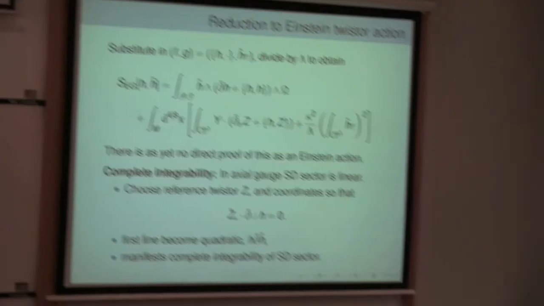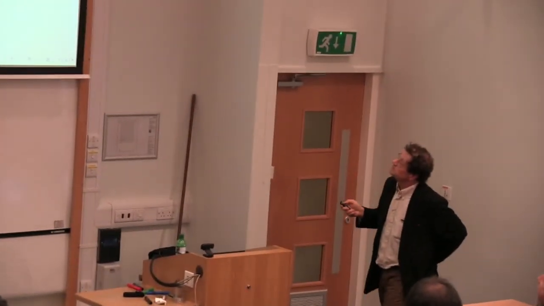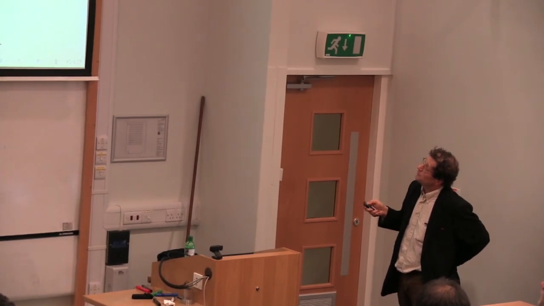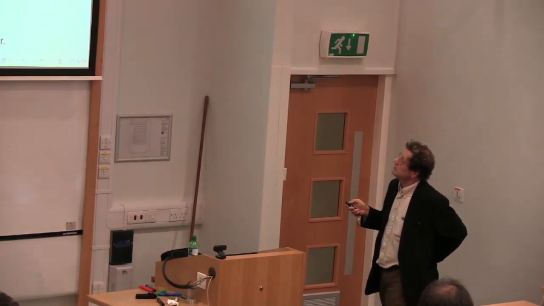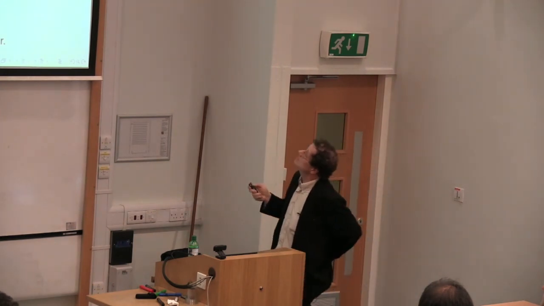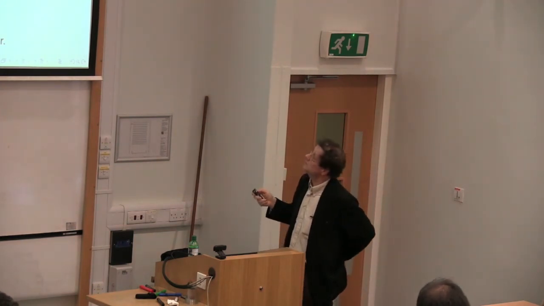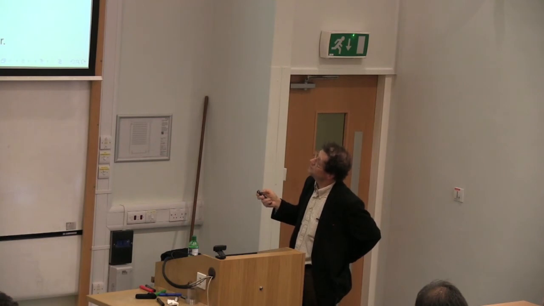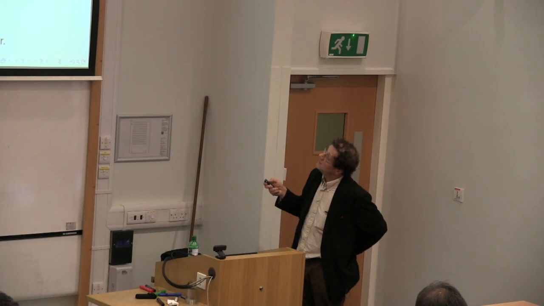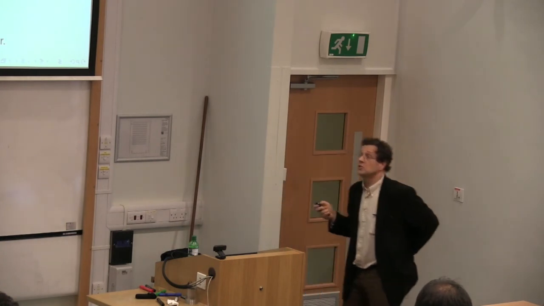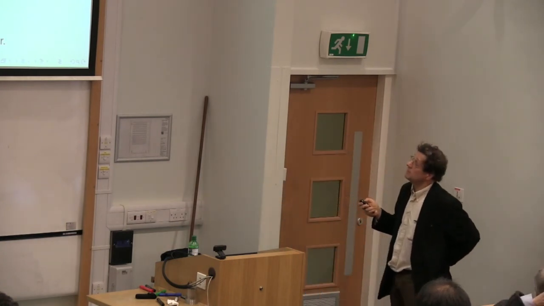And this MHV generating function. So this is still a bit conjectural. So we don't have a direct proof that this is an Einstein action. But this is what you get by reducing to the Einstein degrees of freedom. This will be okay expanding around the self-dual sector, at least to first order. So this will be good to compute the MHV amplitude, for example.